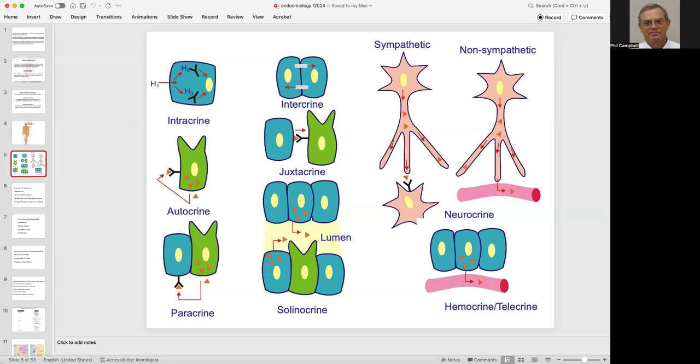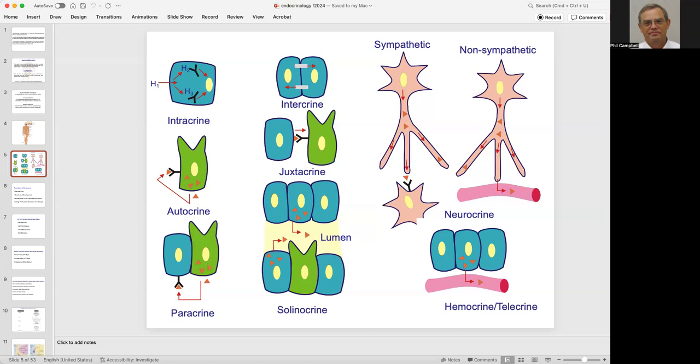Now, let's start up here. Endocrine, which means that the hormone actually doesn't have to leave the source cell. The source is synthesizing it. It doesn't leave. It stays within the cell and signals the cell from inside the cell. That's called endocrine communication. Not cell to cell, but cell within cell.